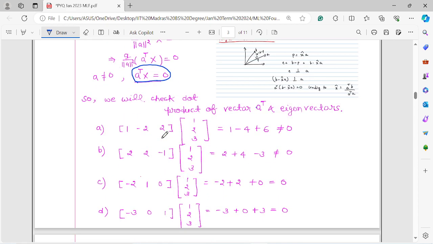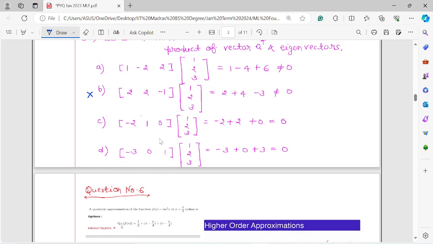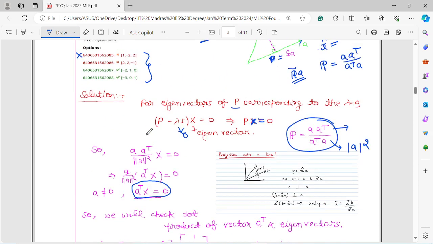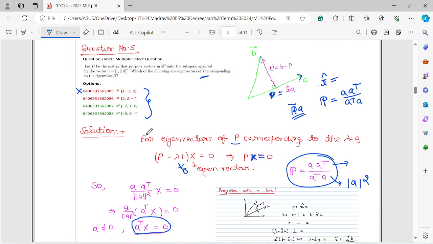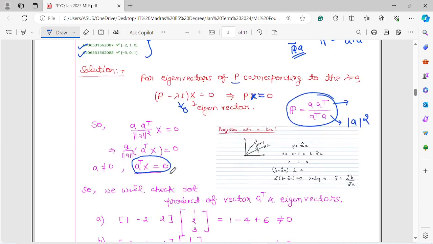Similarly, if we take the dot product with 2 minus 1, this is not equal to 0, so B is also not correct. For option C there is 0, and for the fourth option also 0. So the eigenvectors corresponding to eigenvalue 0 for projection matrix P, these are correct, because these two vectors satisfy the equation A transpose x equal to 0. So hope you understand this problem.